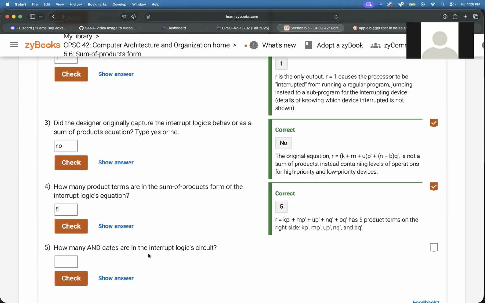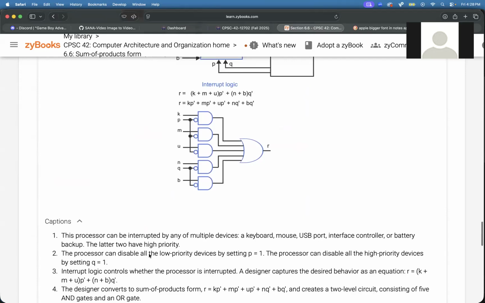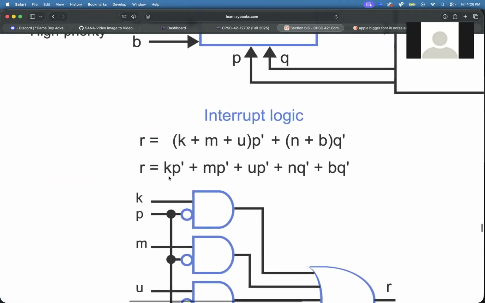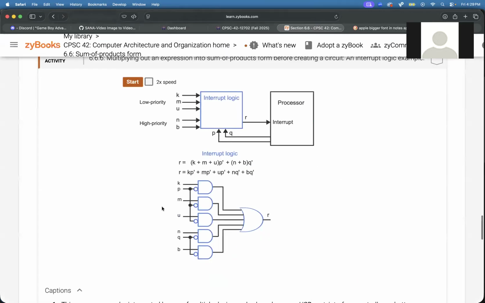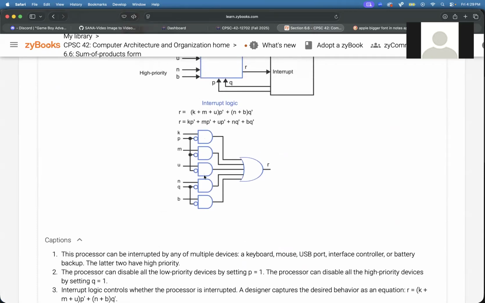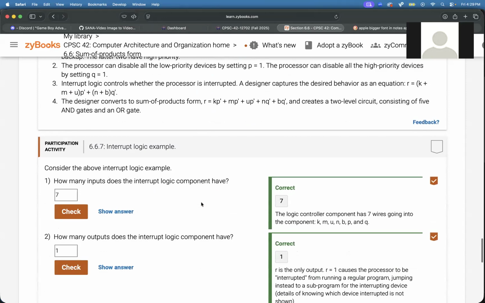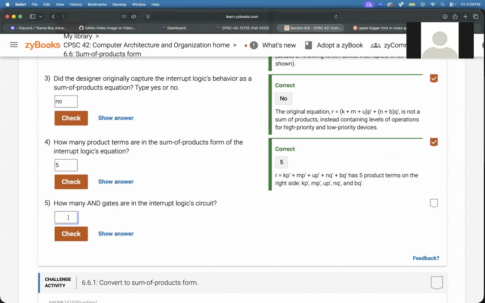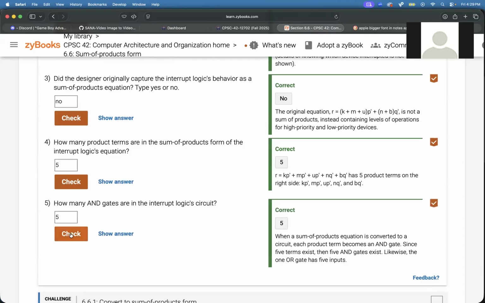How many AND gates are in the interrupts logic circuit? So these two things are ANDed, these two things are ANDed, these two things are ANDed, these two things are ANDed, these two things are ANDed. So that's an AND gate, an AND gate, an AND gate, an AND gate, an AND gate. So that's 1, 2, 3, 4, 5. Also, right below here is the picture. One AND gate, 2, 3, 4, 5. So they drew 5 AND gates as well. So you could count them from the picture also.